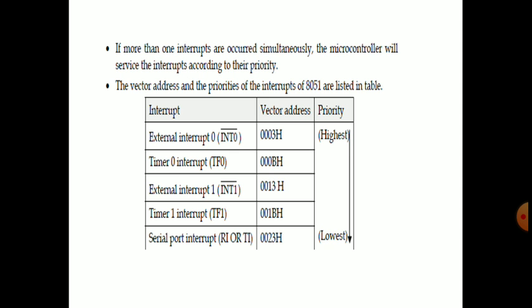So which interrupt will have the highest priority, or which interrupt has the lowest priority? Yes, any questions you can expect in the exam. So you need to have some tips to easily recollect the registers and their addresses and interrupts also.